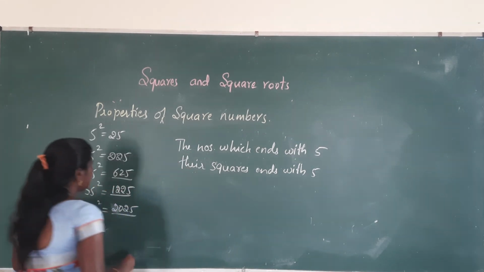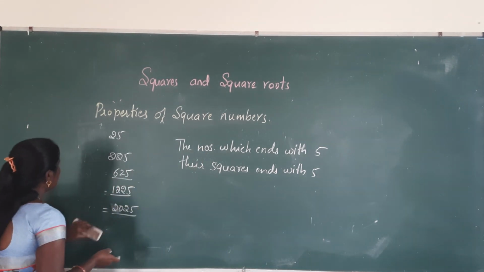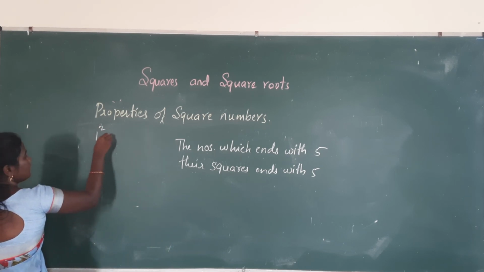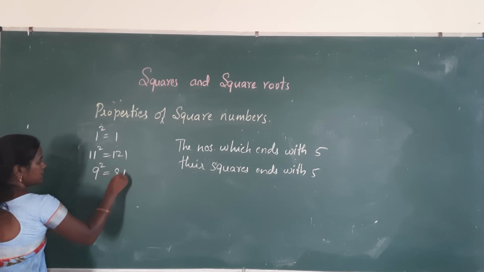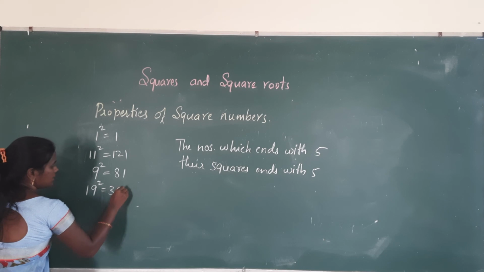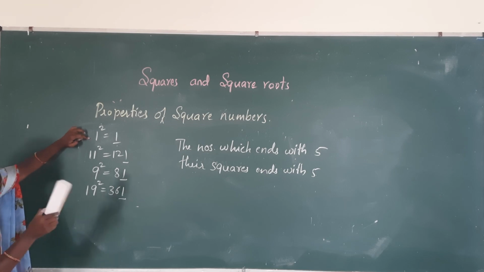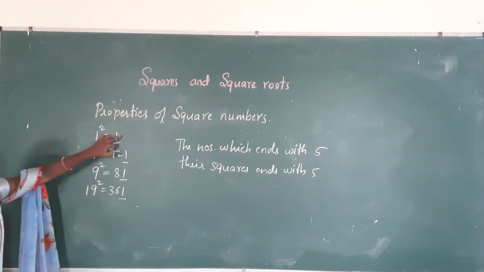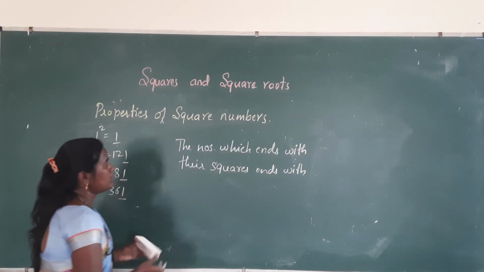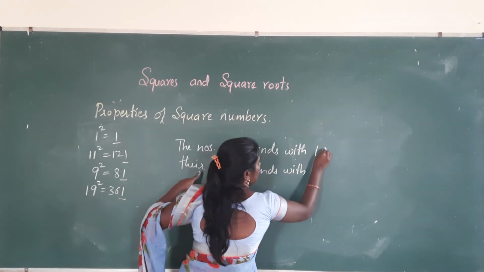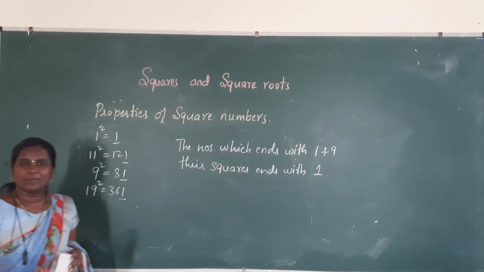If you are taking the numbers which end with 1 and 9: 1 square is 1, 11 square is 121, 9 square is 81, then 19 square is 361. See, the numbers which end with 1 and 9, their squares always end with 1 only.